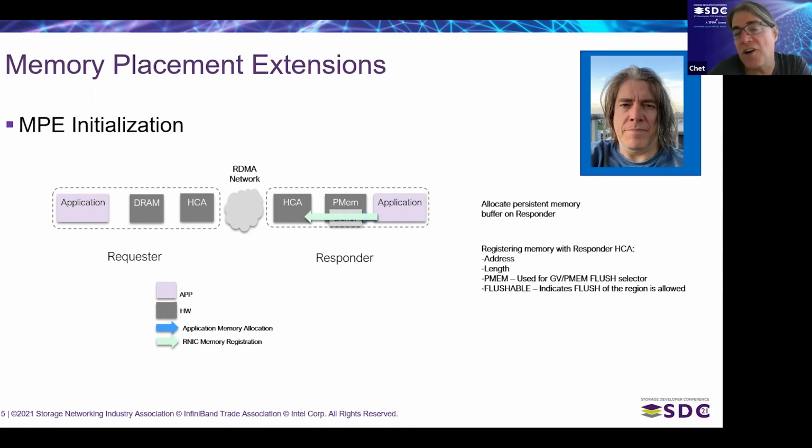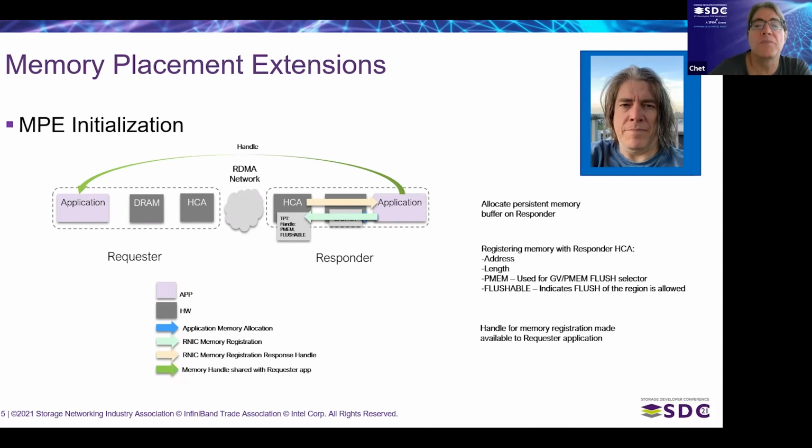So this is standard RDMA kind of stuff. And what I'm suggesting here is some additional indicators added to the memory registration that we already have today. In response to this, the HCA sets up internal context. It generates a handle, and it saves off the address range, length, and the attributes, PMEM and flushable in this example, and then returns a handle back to the application.